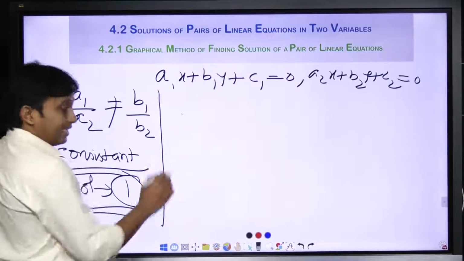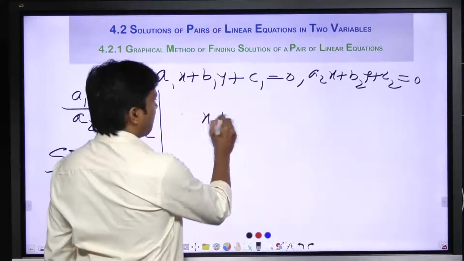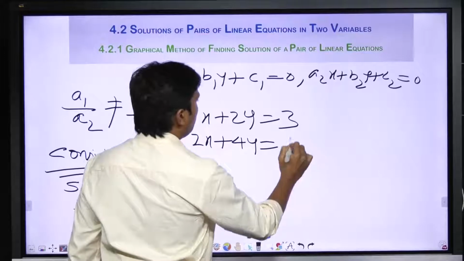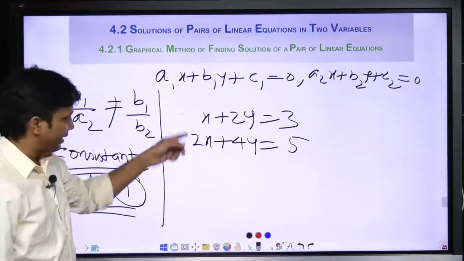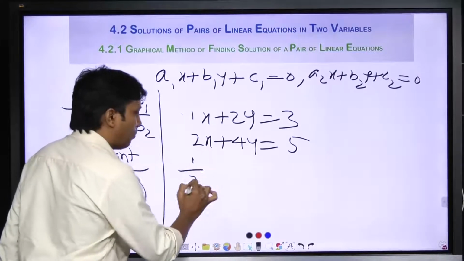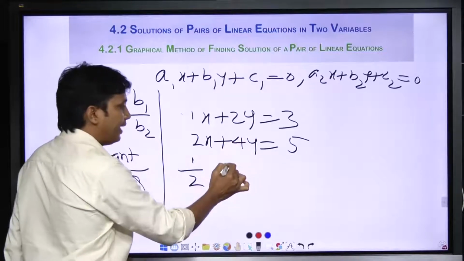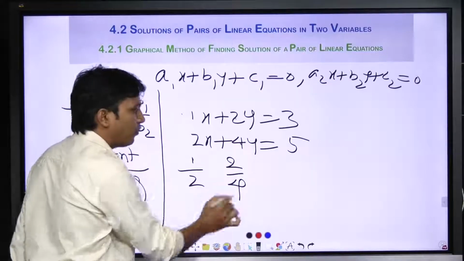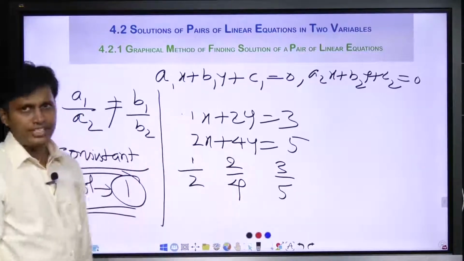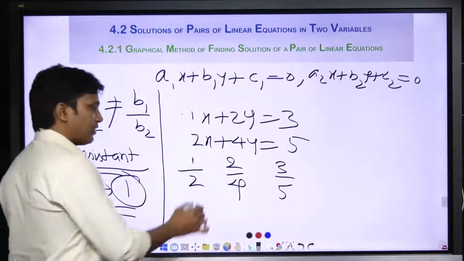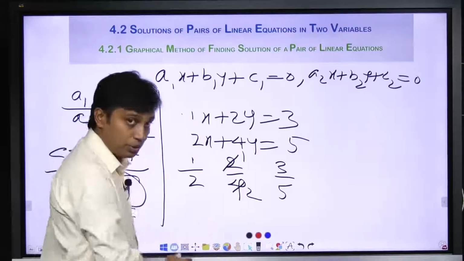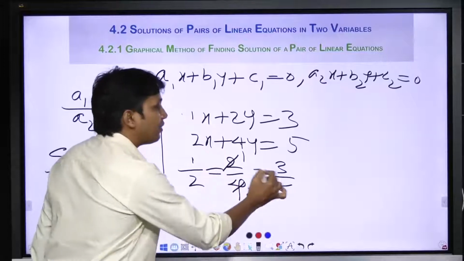Now let us take another example. See here, x plus 2y equal to 3 and 2x plus 4y equal to 5. Now check the ratio of coefficients of x. Here 1 and here 2, that means 1 upon 2. And the ratio of coefficients of y is 2 upon 4, isn't it? And the ratio of constants is 3 upon 5. What is your observation over here? This is 1 upon 2 and this is 1 upon 2, means these two are equal, which is not equal to the third one.